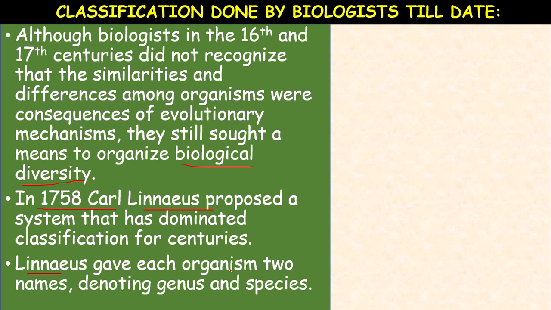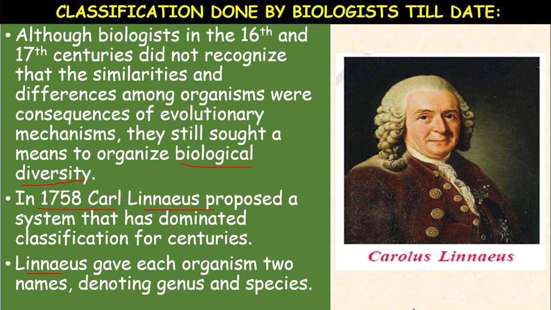Systematics includes four main aspects: identification, classification, nomenclature and taxonomy. So systematics is equal to identification plus classification plus nomenclature plus taxonomy. Now we are calling taxonomy the science of classification.